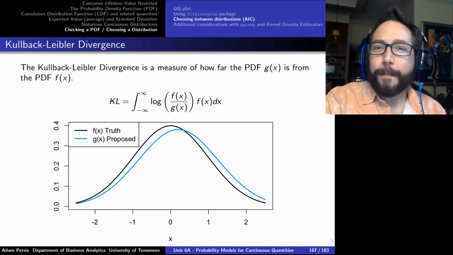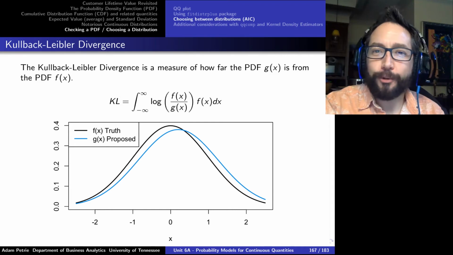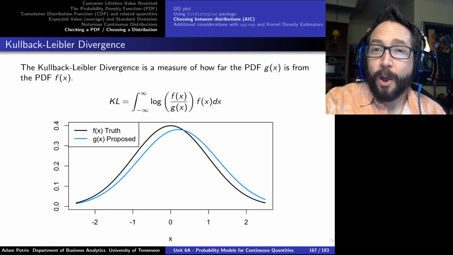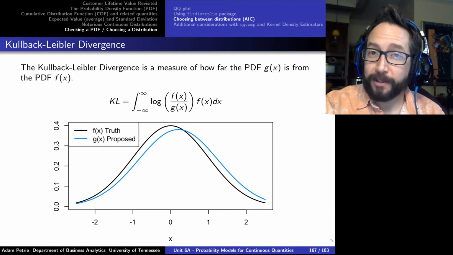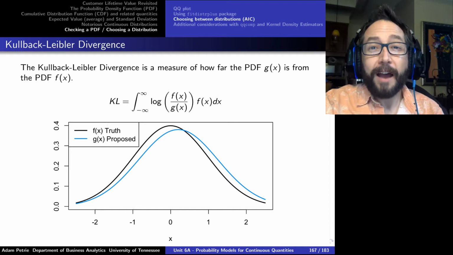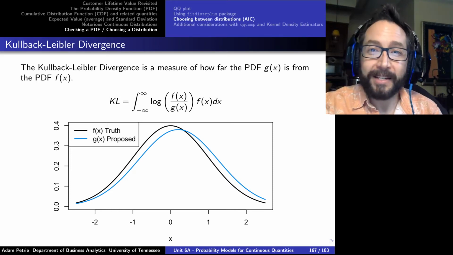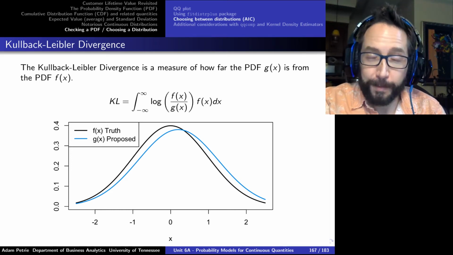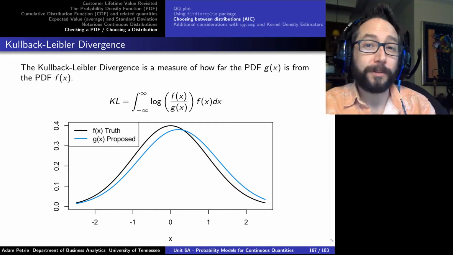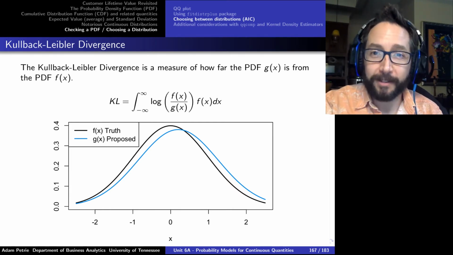So the way that we're going to measure how close two distributions are is to borrow a page out of information theory. Specifically, we're going to be computing the Kullback-Leibler divergence between two probability distributions. If we have some probability distribution in mind, f of x, maybe that's the true distribution that's generating our data, we'd like to know how far off our proposed probability distribution g of x is.